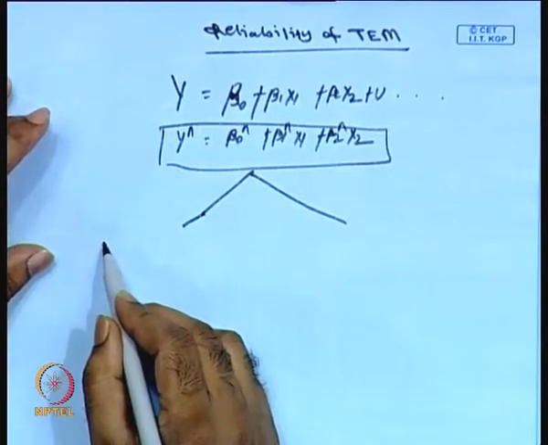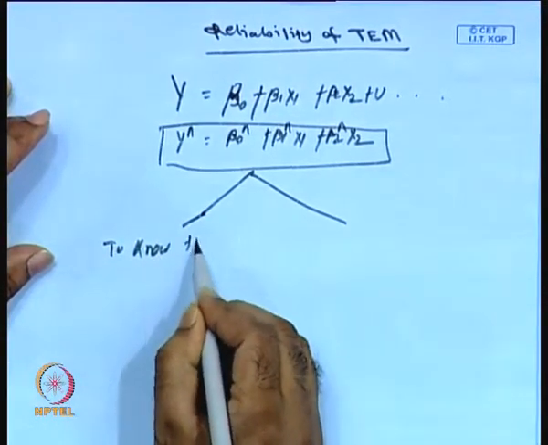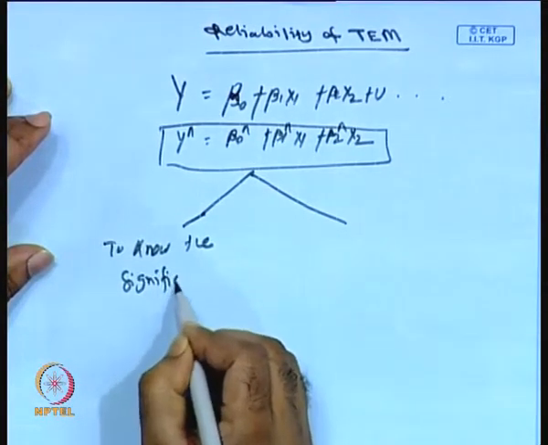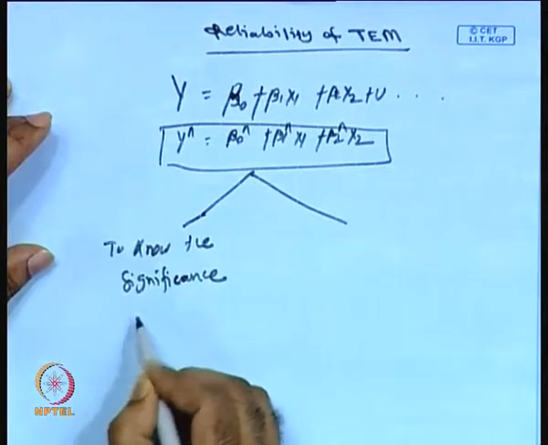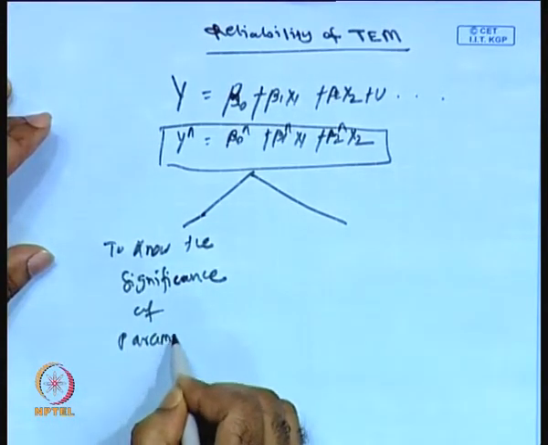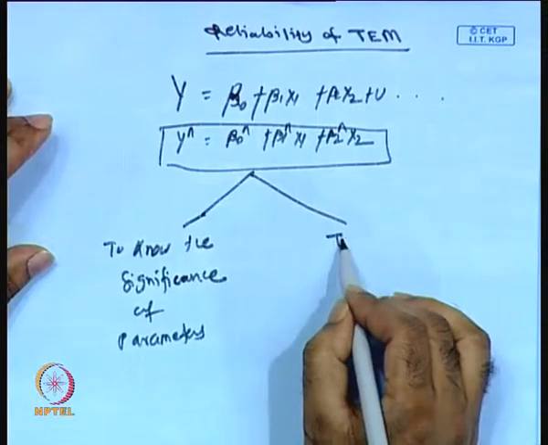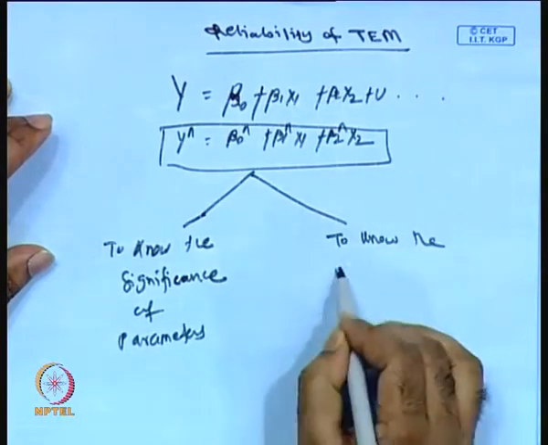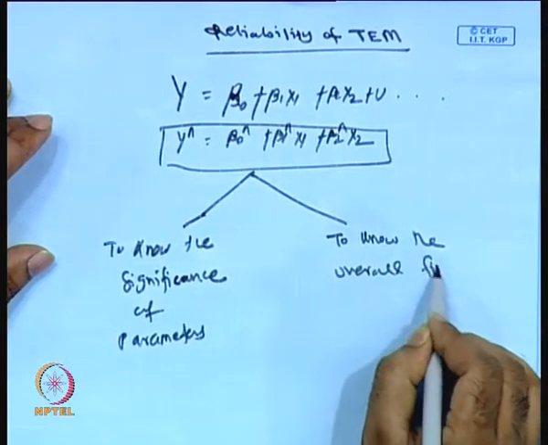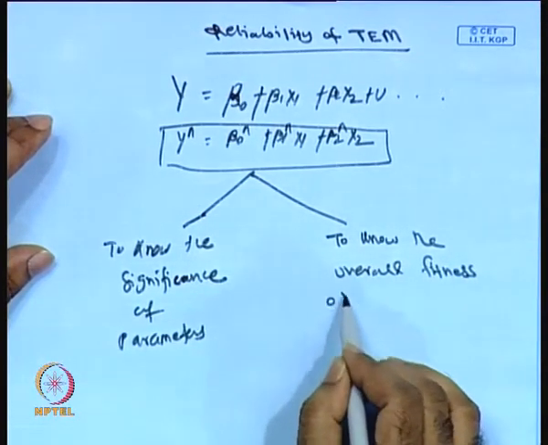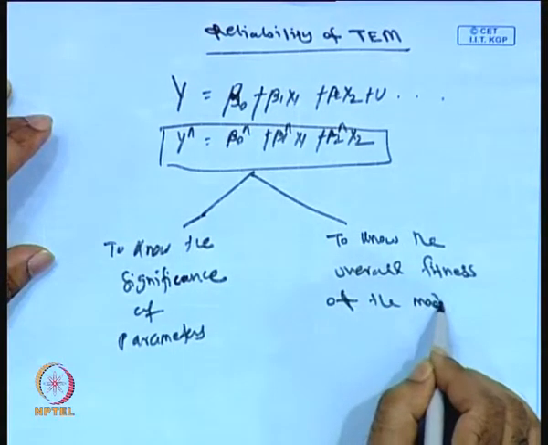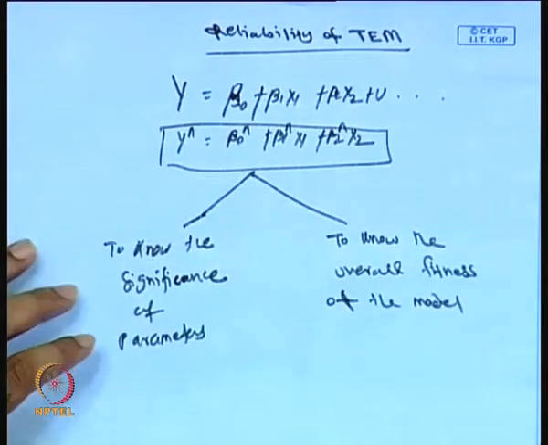So, the reliability testing has two parts. First is to know the significance of parameters, and second is to know the overall fitness of the models. Okay. So, this is how we have to go for this assignment. Now let us start with the estimated parameter side first, then we will go for overall fitness of the models later.